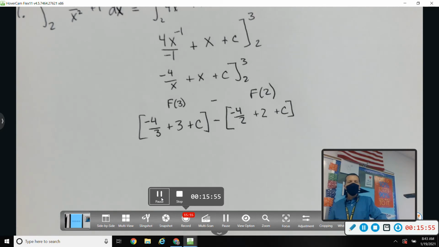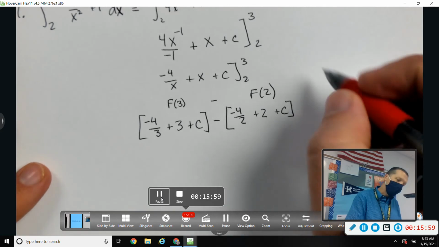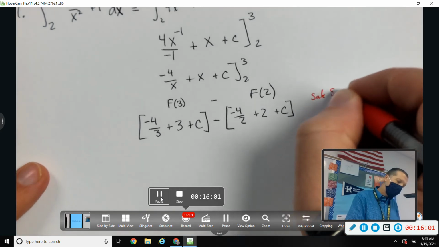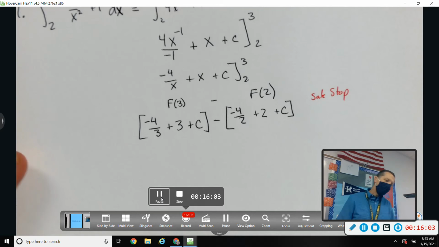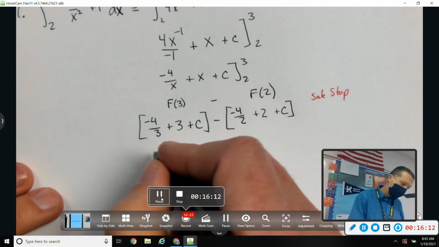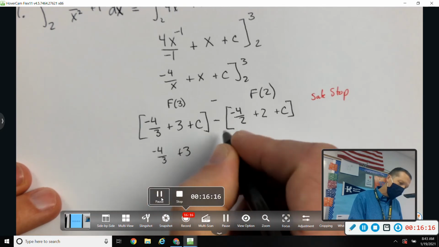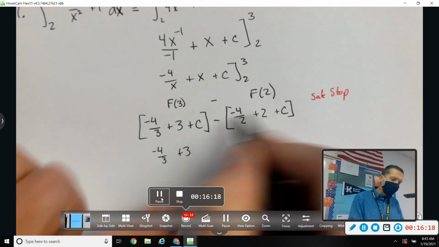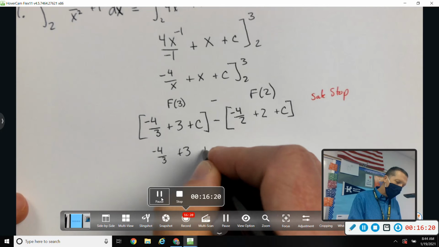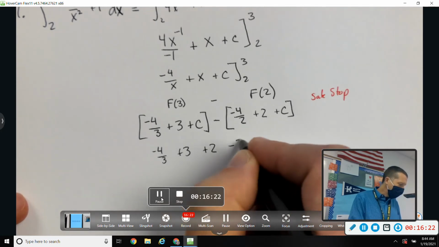And you know what? That'd be a safe stop. Most people wouldn't stop there, but that would be a safe stop. I think even with the c's in there, because they go away, c minus c is 0. Now, we're looking that up in the book. It's not going to leave it there. It's going to do the math here. So negative 4/3 plus 3. I can see already the c's are going to go away. Plus 2 minus 2.